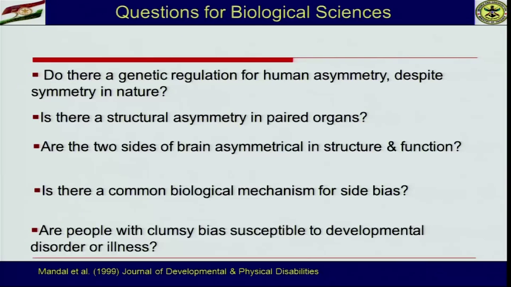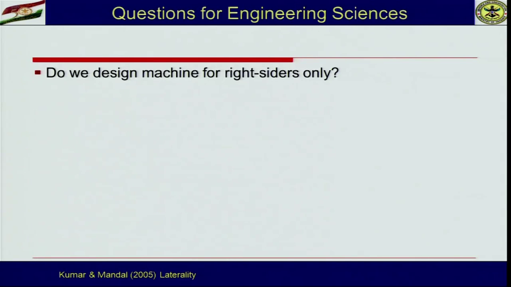All such studies are available today, but the linkage between this clumsy bias or atypical side bias and developmental disorder is also not very clearly known. So, what question comes with all these raising issues? The biological sciences can approach side bias as a topic to answer several such questions.